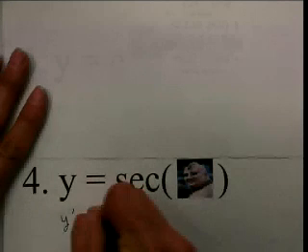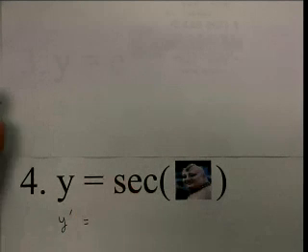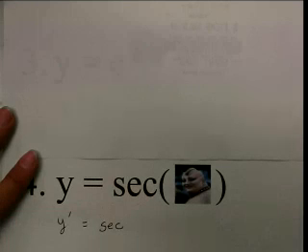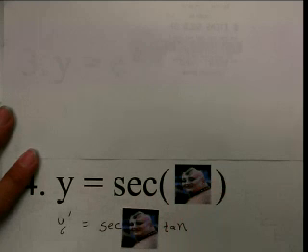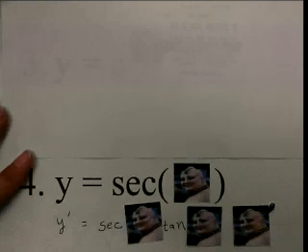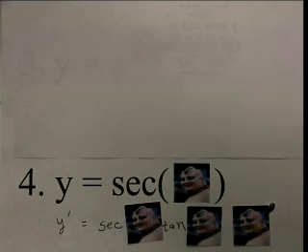What's the derivative of secant ugly? Secant times tangent. Secant ugly, tangent ugly, and then what? Yeah, it's secant ugly, tangent ugly, derivative of ugly, whatever the ugly is.